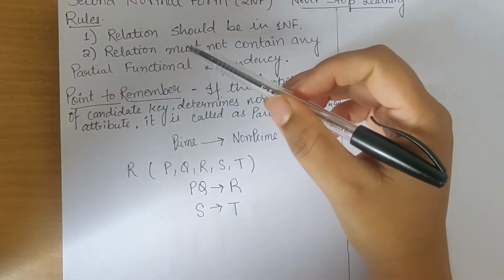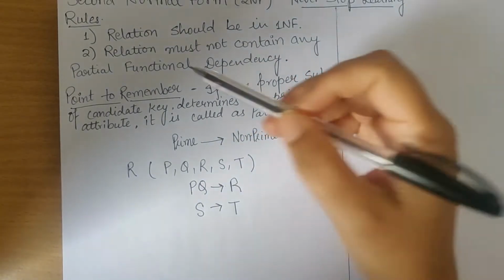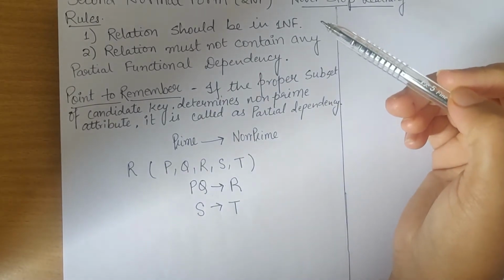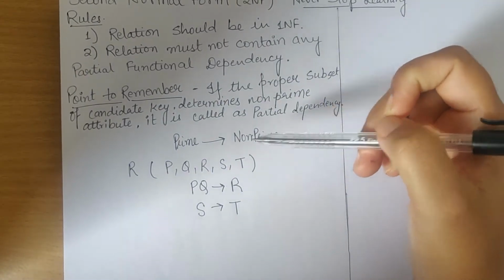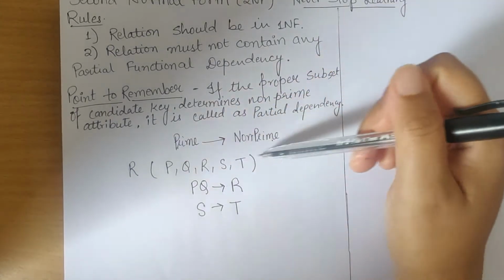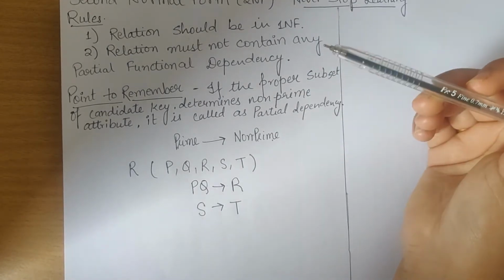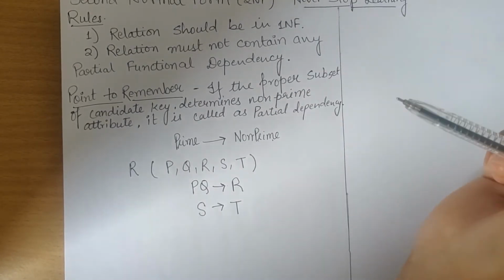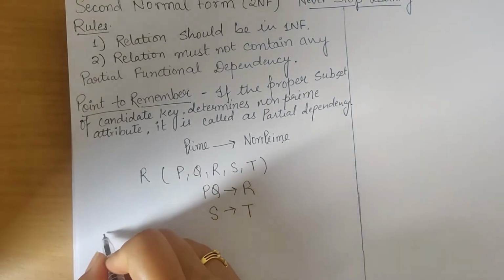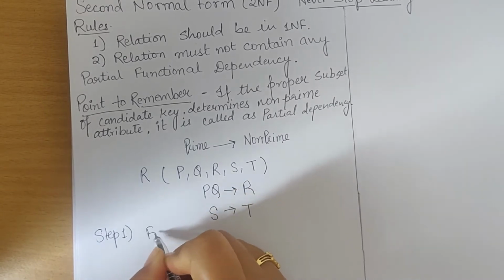The next thing is that the relation must not contain any partial functional dependency. As I already told, when will we have partial functional dependency? When a non-prime attribute is determined by a prime attribute. So first we have to find the prime and non-prime attributes. To find them, we should know what a candidate key is. Correct? So step number 1 for this process is to find the candidate key.